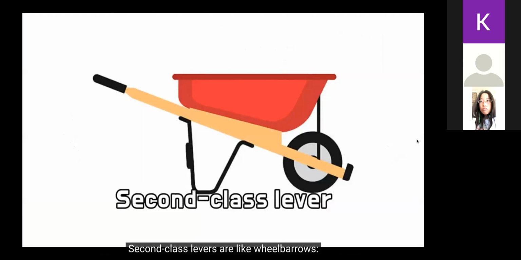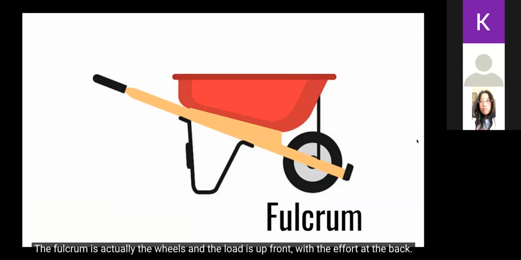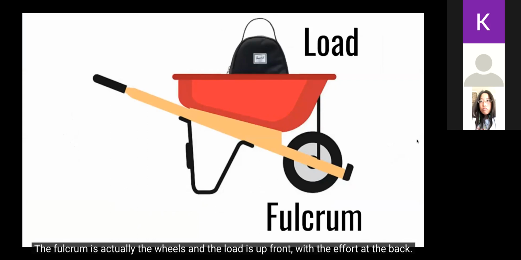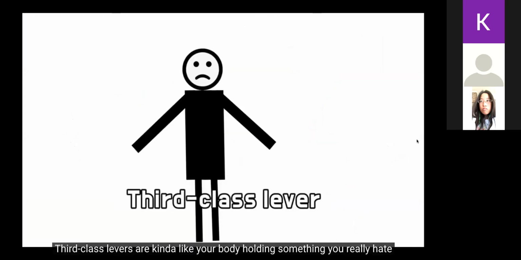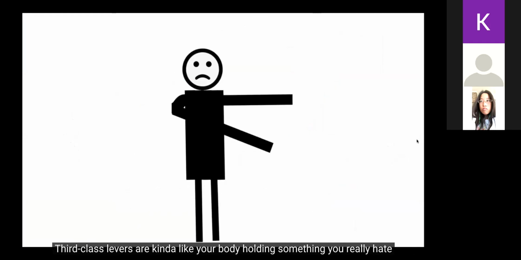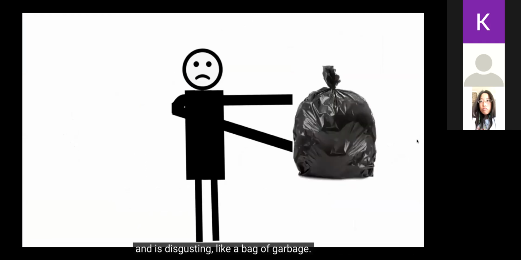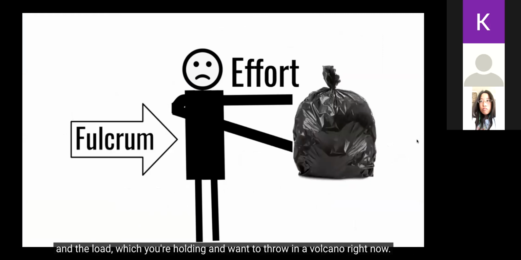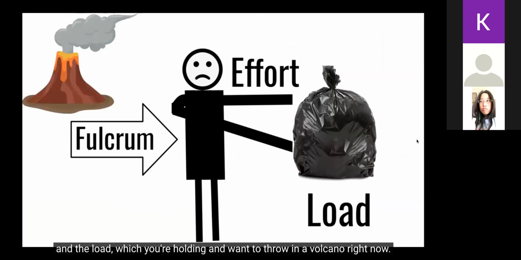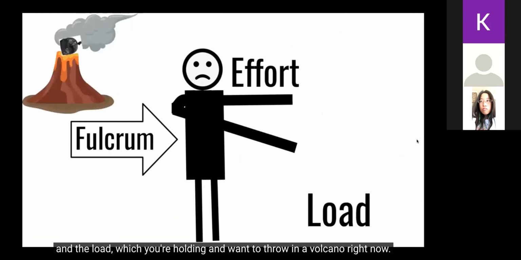Second-class levers are like wheelbarrows. The fulcrum is actually the wheels, and the load is up front with the effort at the back. Third-class levers are kind of like your body holding something you really hate and is disgusting, like a bag of garbage. The fulcrum is your body, the effort is your arm holding the garbage, and the load is the garbage you're holding and want to throw in a volcano right now.